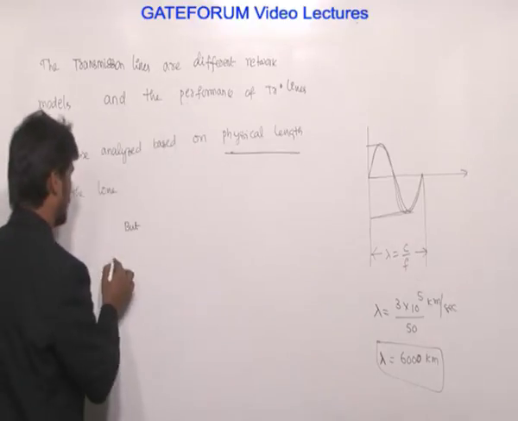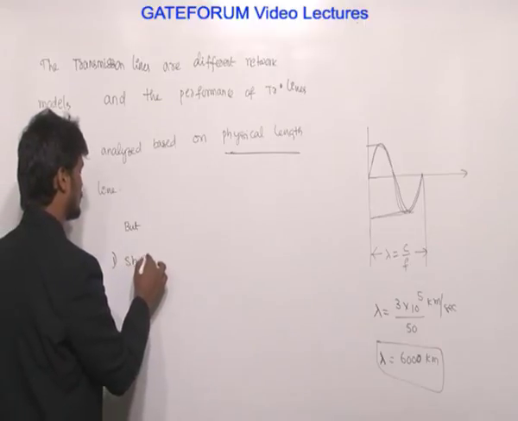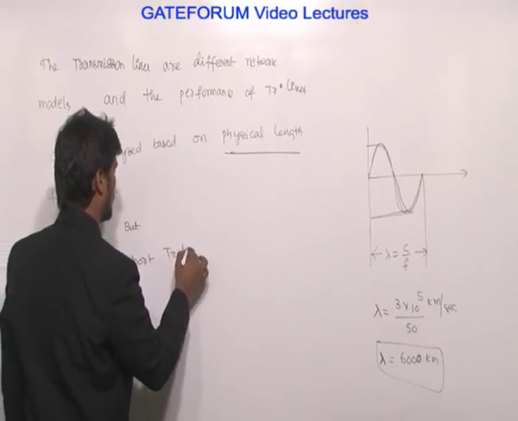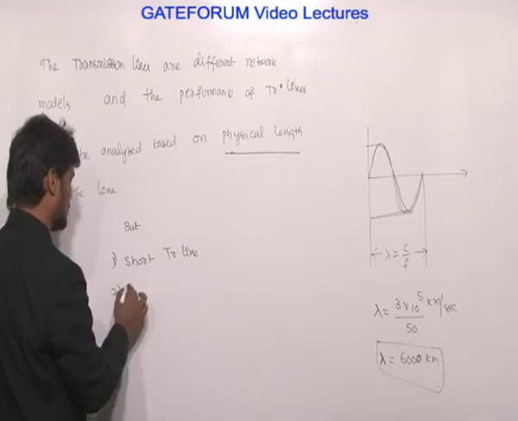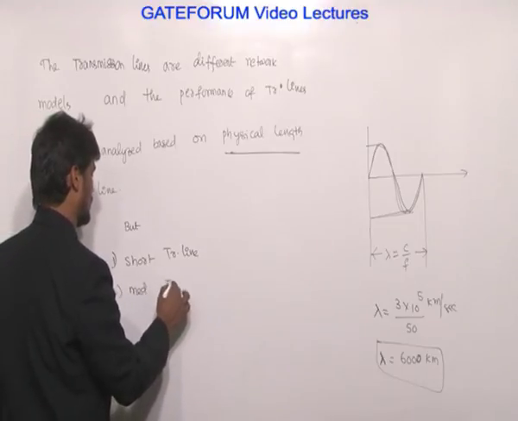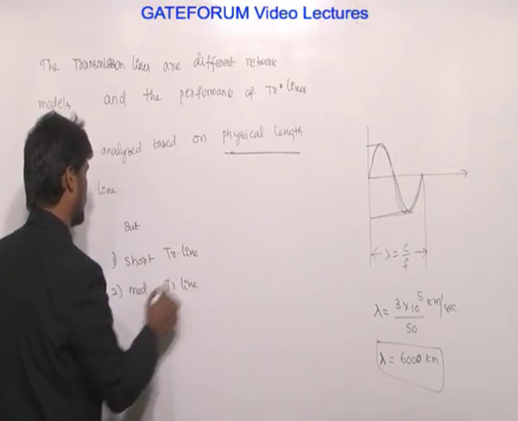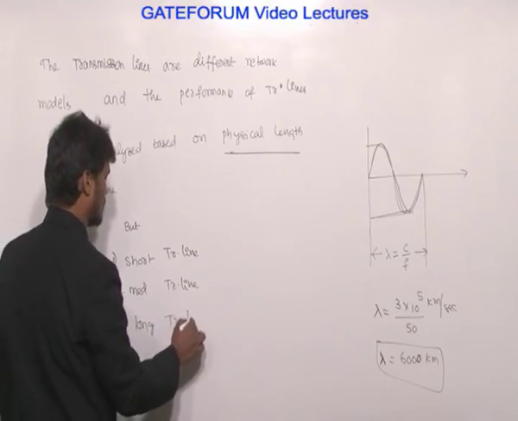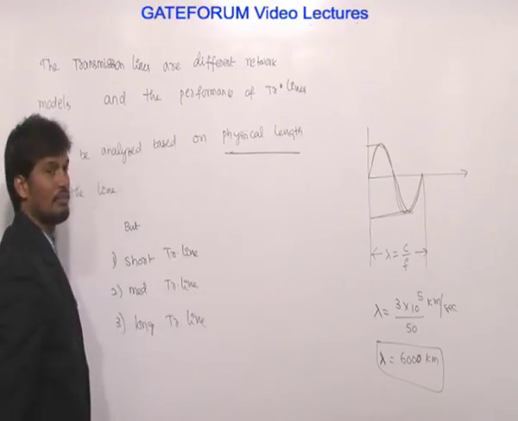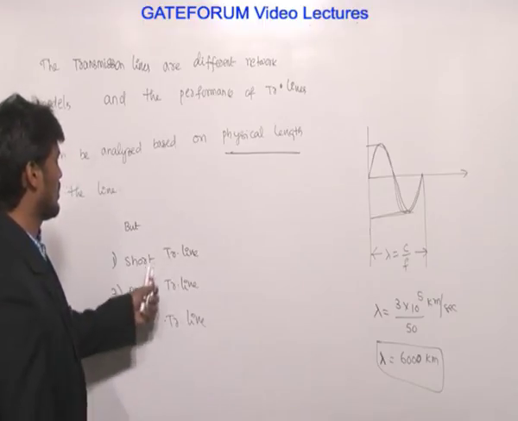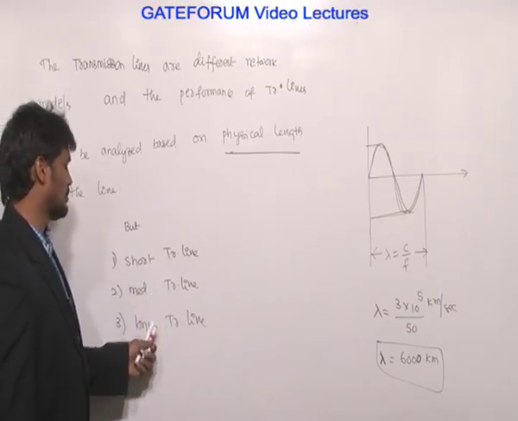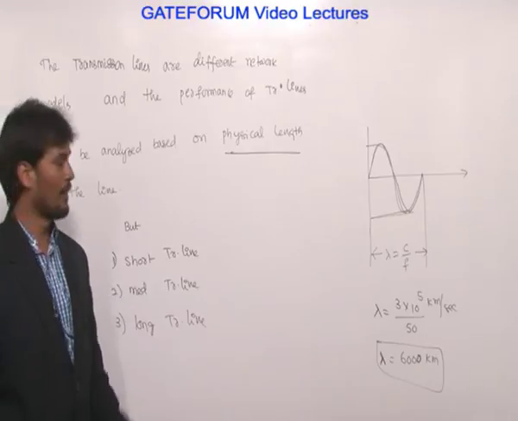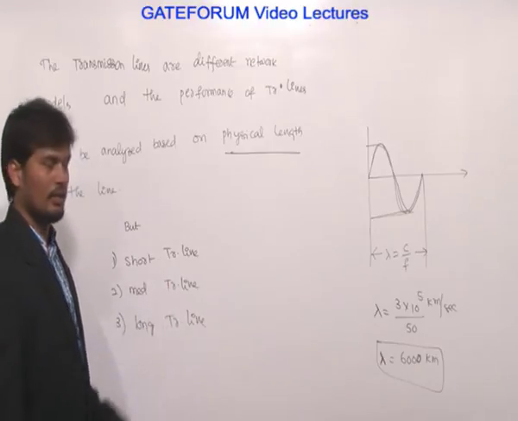They are: one, short transmission line; second, medium transmission line; third, long transmission line. Transmission line classification can be done based on the physical length of the line but not the wavelength.